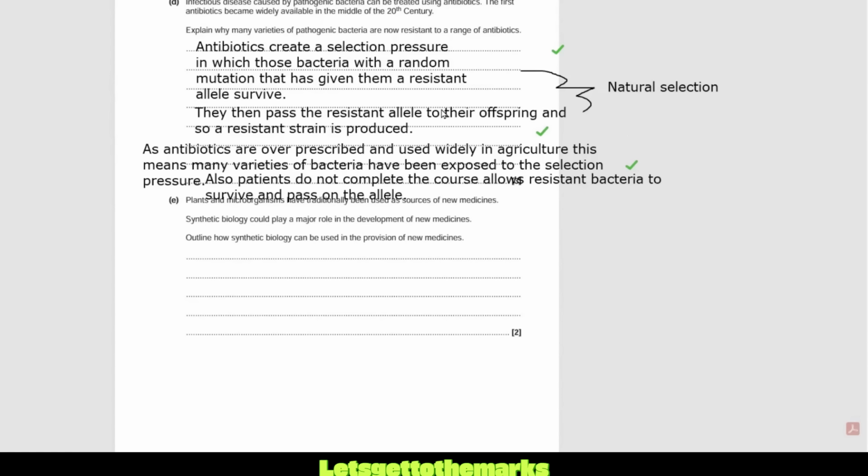Now I could have streamlined that massively into just: antibiotics create a selection pressure which causes natural selection, formation of resistant bacteria. Antibiotics are overprescribed and patients do not finish the course, and that would get you the 3 marks. I've over-explained it just for your purpose, whatever.